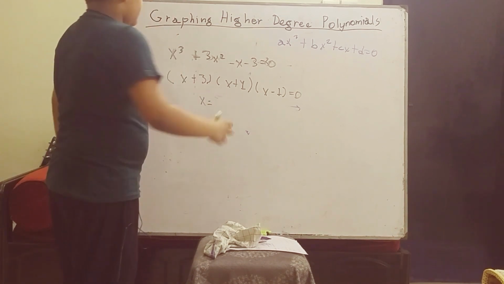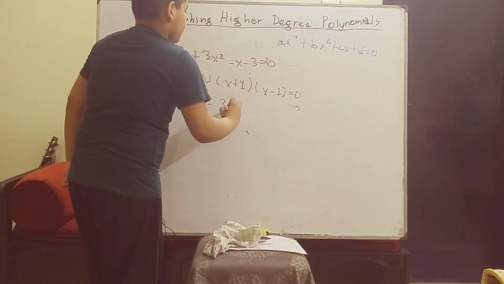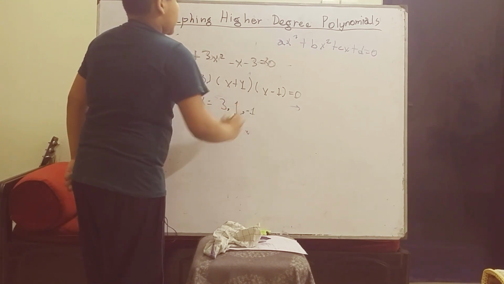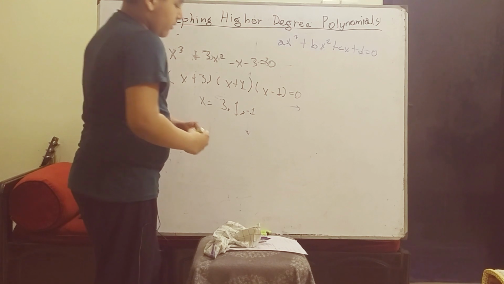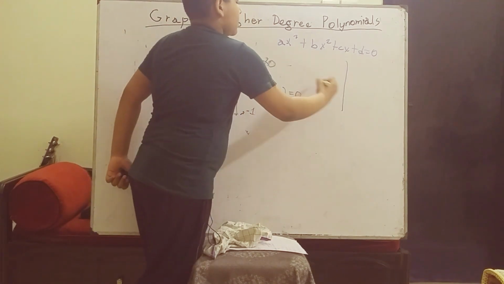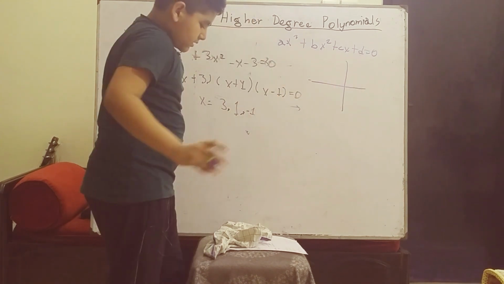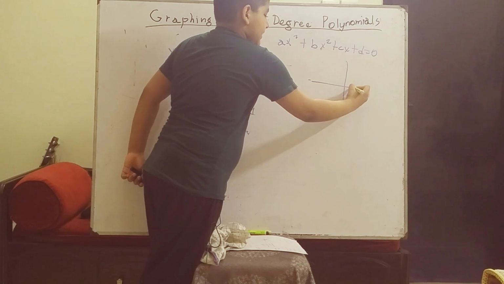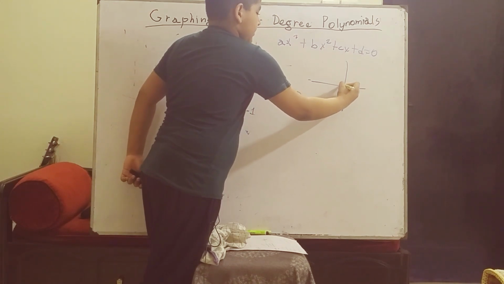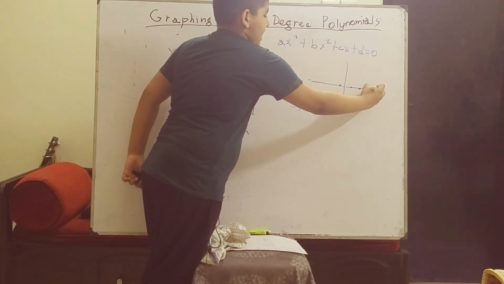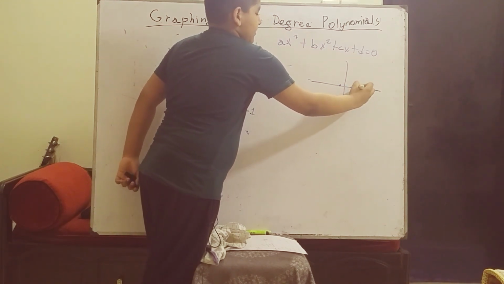So the zeros are going to be x equals 3, x equals 1, and x equals negative 1. These are what we are going to write in our sketch graph. Let me just draw those points, making it as accurate as possible. Here it looks exactly like this.